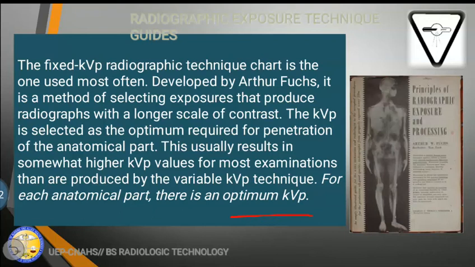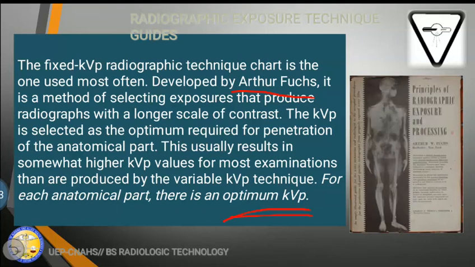For each anatomical part, there should be an optimum KVP. Kumbaga, sinasagad yung KVP. Hindi tayo nagme-measure dito. Kumbaga, yung range natin sa chest is for sthenic patients, gumagamit tayo ng 75. Yun, sagad na yun. 75 or 76. Maximum or optimum yung ating KVP. By the way, nasa picture is the book of Dr. Arthur Fox. Sabi nga dito, he was the one who is credited to the development of the fixed KVP radiographic technique chart.